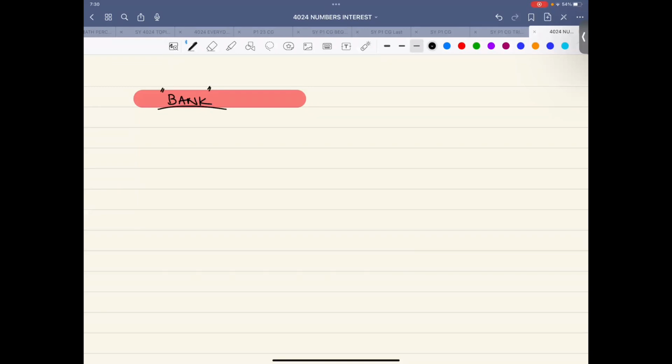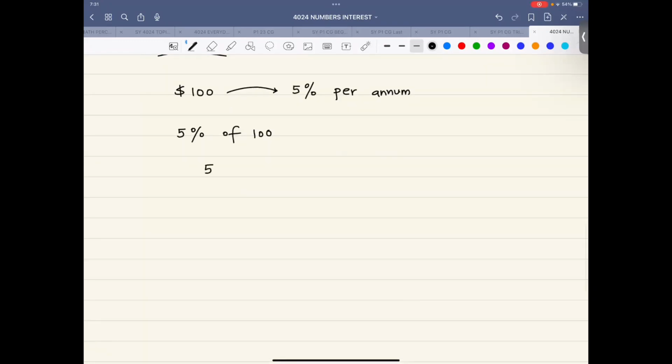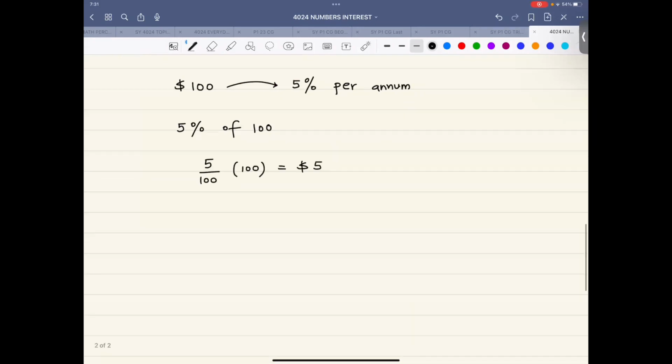For example, you invest $100 in a bank, and then they say they will give you an interest of 5% per annum, per year. That means let's calculate 5% of 100. Again, it's a concept of percentage, which is 5 over 100 into 100. That comes out to be $5.